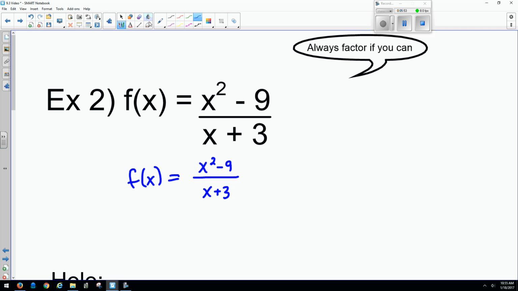Except I didn't, did I? I just rewrote it. Duh. Let's try that again. I'm going to factor the numerator. And so I have the difference of two perfect squares, x plus 3 times x minus 3. And as we can see, we can divide out a factor of x plus 3. And so we just get f of x equals x minus 3.